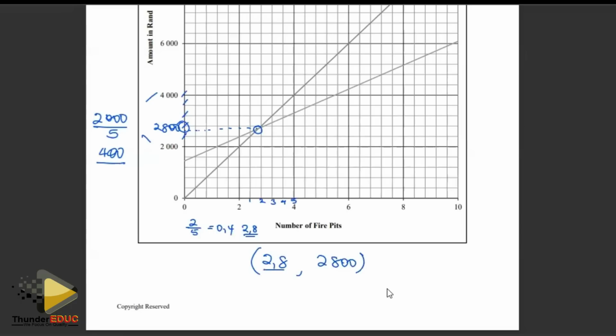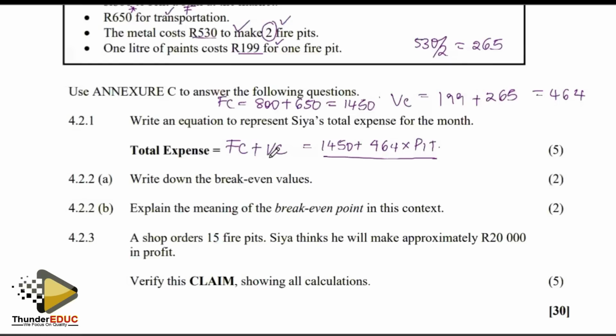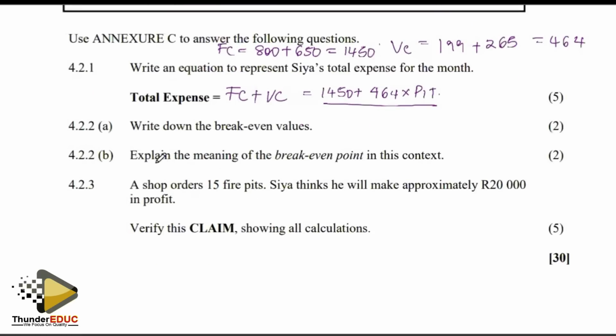but mind you, you can't have half a pit. So this will make it approximately 3. So for 3 pits, we spent that much, according to the graph. Okay, we continue with the other question, which says, explain the meaning of break-even point in this concept.